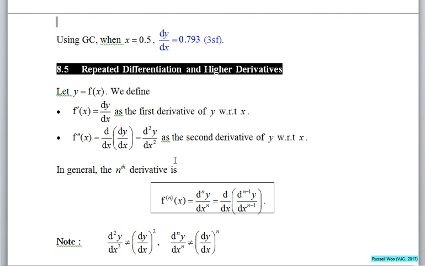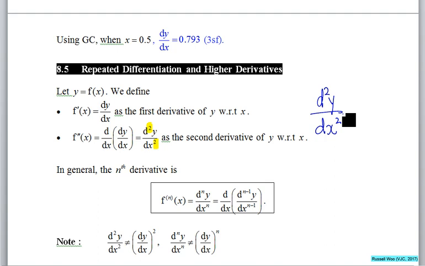f prime x denotes dy dx. I think you all know by now. f double prime x denotes, you differentiate dy dx one more time. All right? Can I emphasize that it is d2y dx squared? So when I write it, it's d2y dx squared. Okay? It denotes differentiating dy dx one more time.